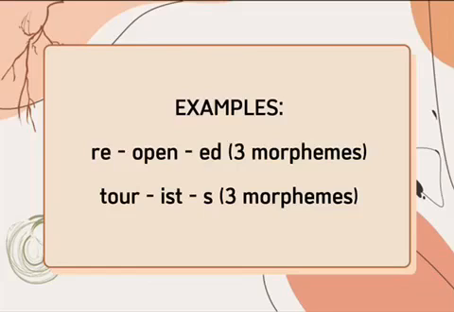Next example, we have tourists. Tourists has three morphemes, which are tour, ist, and s. Tour is the minimal unit of meaning, and ist is the minimal unit of meaning, marking the person who does something, and s is the minimal unit of grammatical function that indicates plural.